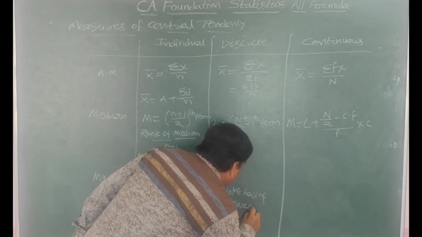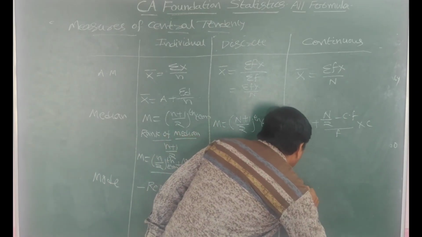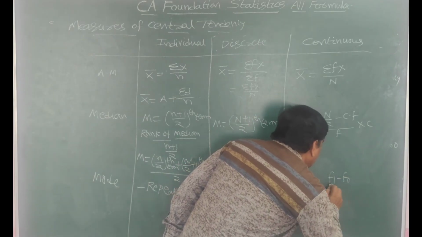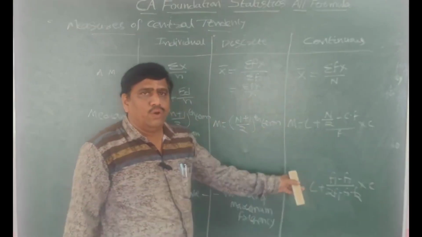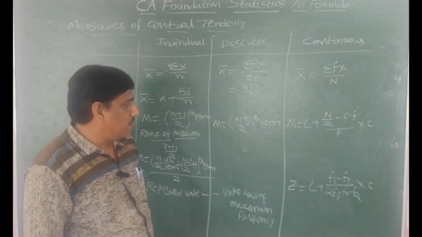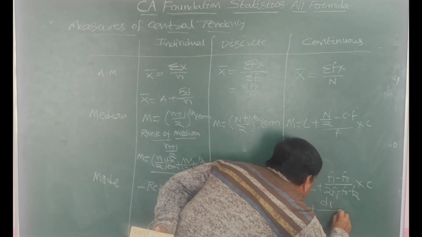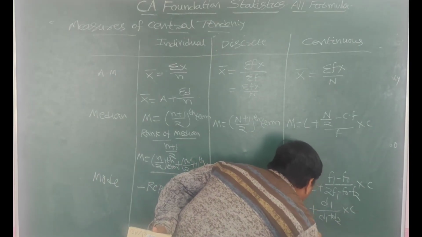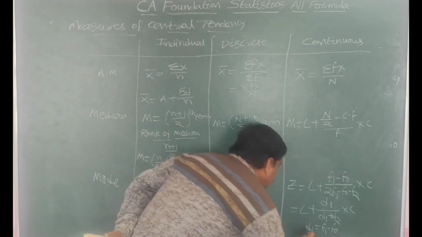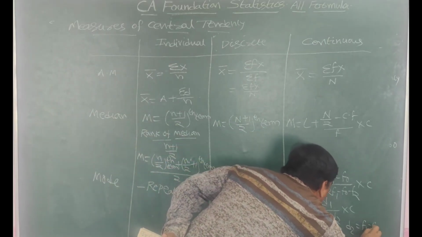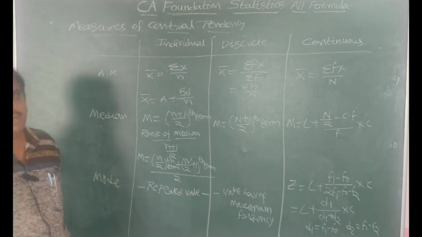Coming to continuous series, we have the formula for mode, which is denoted by Z. Z equal to L plus (F1 minus F0) divided by (2F1 minus F0 minus F2) into C. Or otherwise you can use this formula also, L plus D1 by (D1 plus D2) into C, where D1 is the difference F1 minus F0, maximum frequency and preceding frequency of the modal class, and D2 is F1 minus F2, maximum frequency and succeeding class frequency. This is how you can compute mode in the case of continuous series.